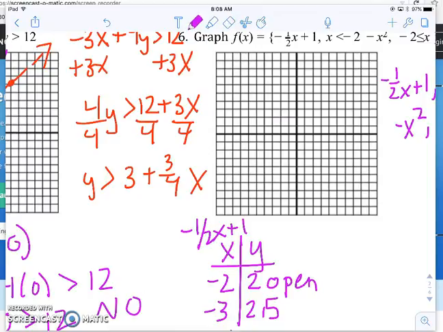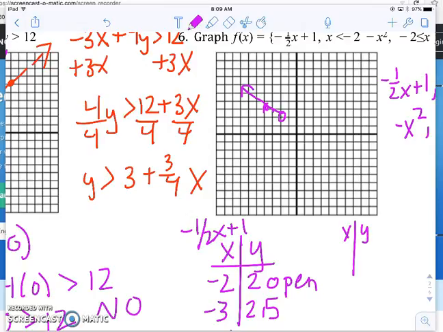Missed that one. Let's try again. There's our open. Negative 3, 2.5. Negative 4, 3. And that makes sense because our slope is down 1 over 2. If we kept going, we'd end up at our y-intercept there.